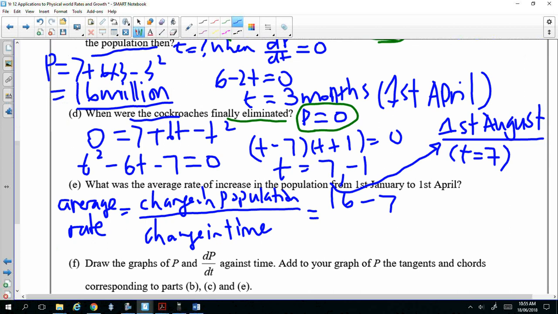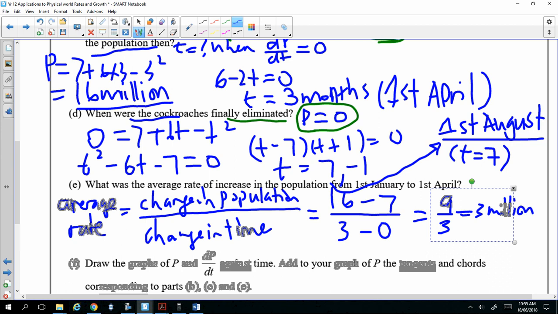So the average rate of increase will be 3 million per month. That's the average rate of increase. Because in 3 months, the number of cockroaches increased from 7 million to 16 million. So on average, every month is a 3 million increase.